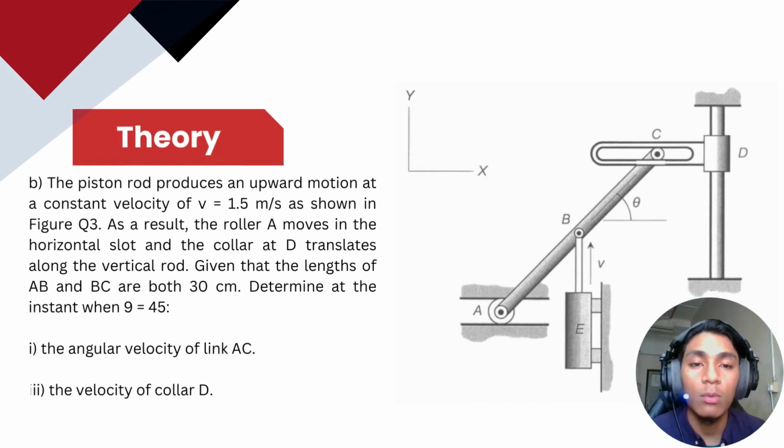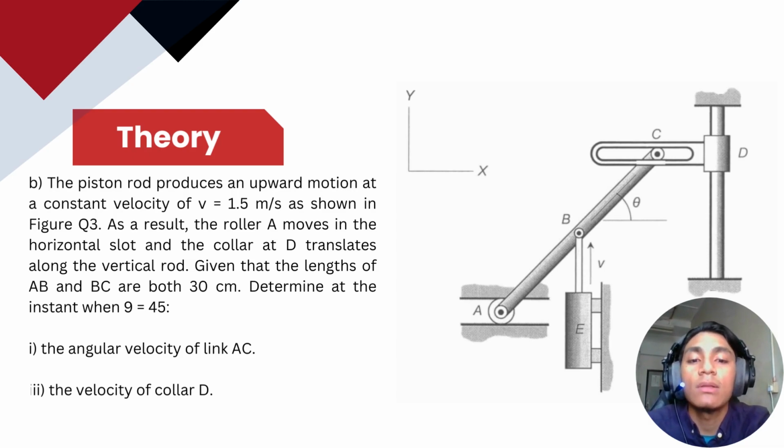Alright, next we're moving on to the theory part of this project. We have been given the past year dynamic question to solve for the angular velocity of link AC and to calculate the velocity of collar D. As we can see here, the rotary motion of link AC where the point C can be calculated and converted to Y component in order to obtain the value of velocity of collar D.